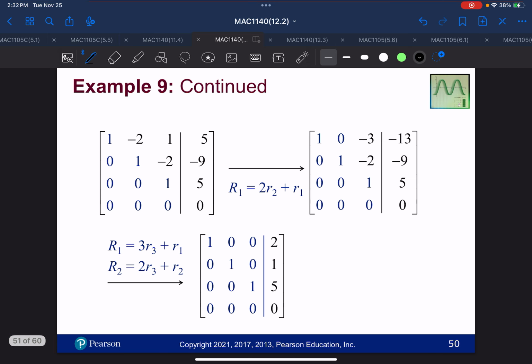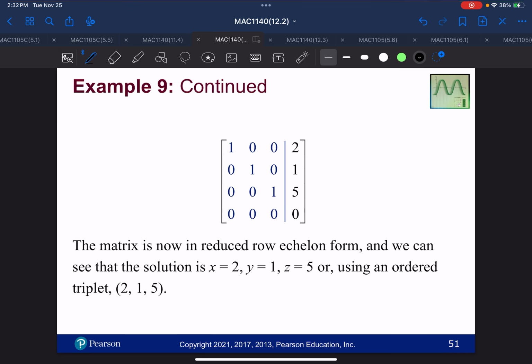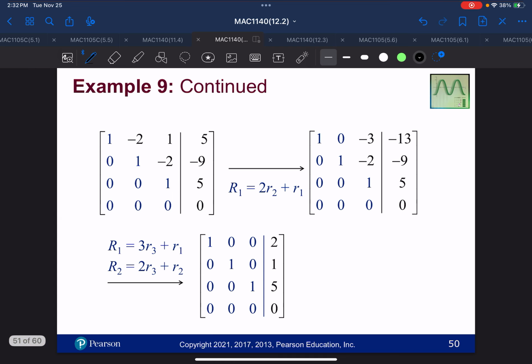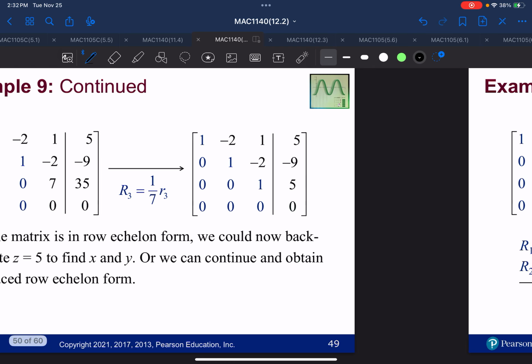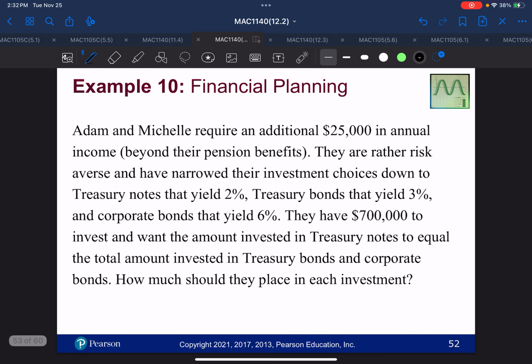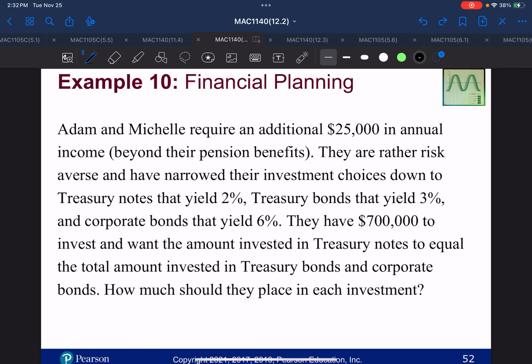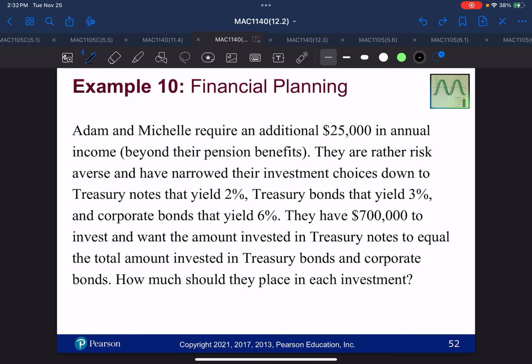All right, I'm going to skip this example here because you can see what they do here. You can read that for yourself in the notes. But I am going to go over this word problem.